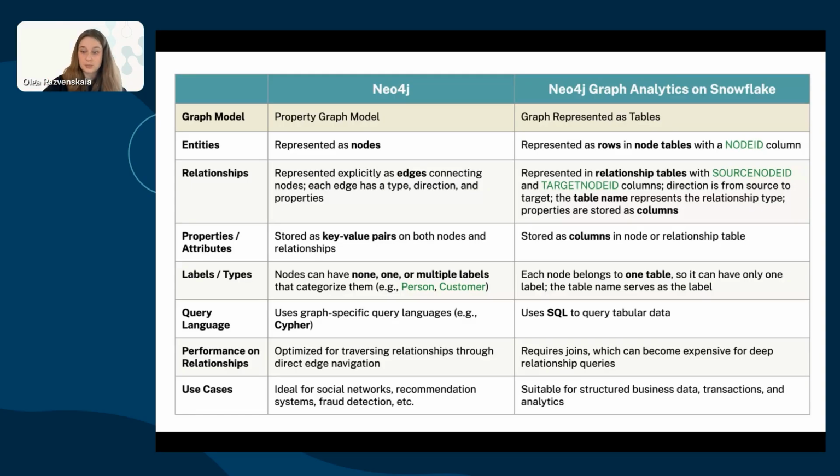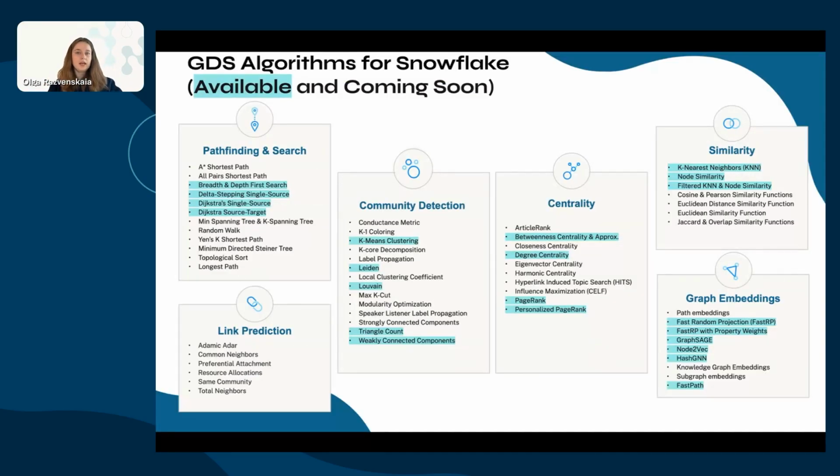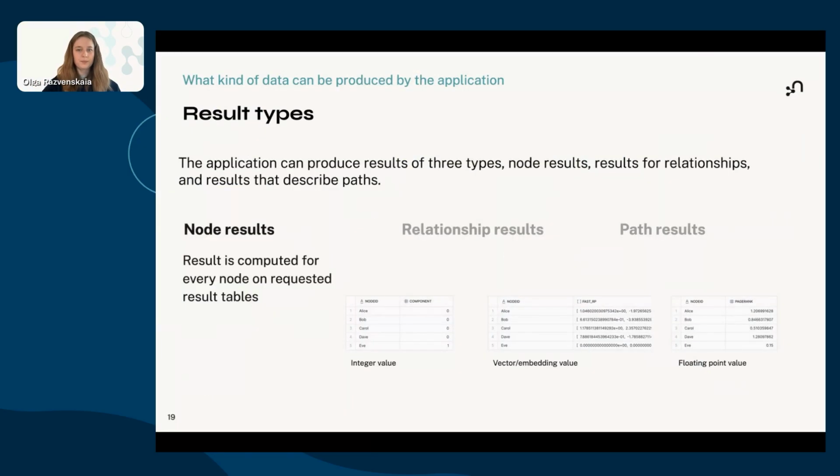can construct from tables. So at this moment, all the algorithms highlighted in blue are available in our application. So right now you can go to Snowflake, install our application, have a 30-day free trial and test it on your data. We add algorithms with almost every release, which we do quite often. So expect even more algorithms available soon.